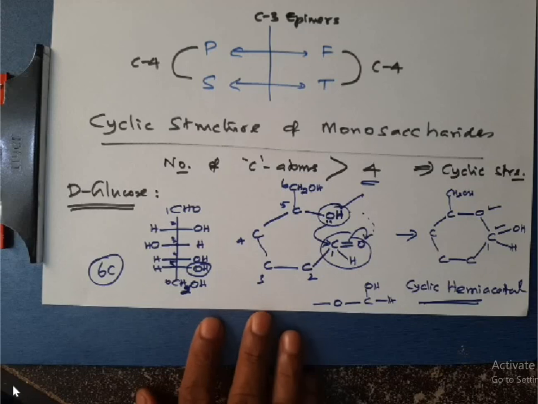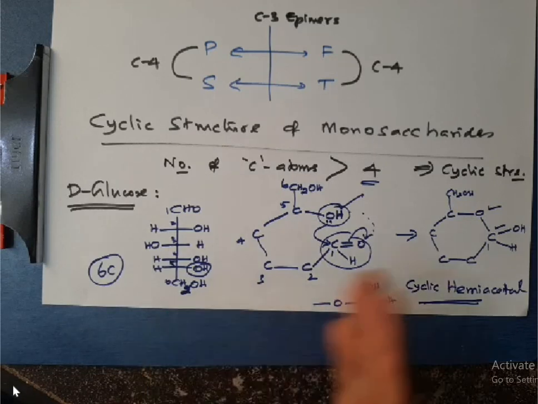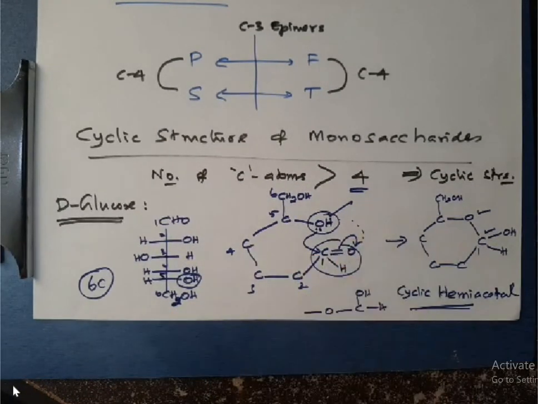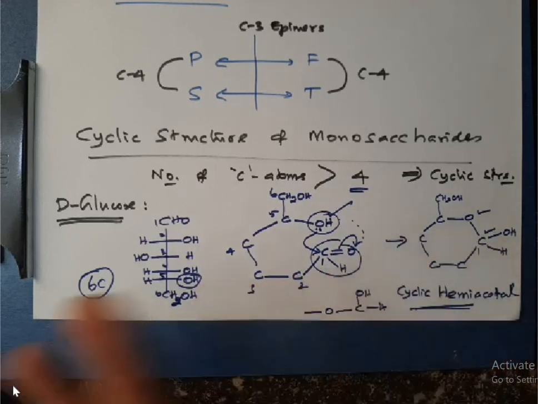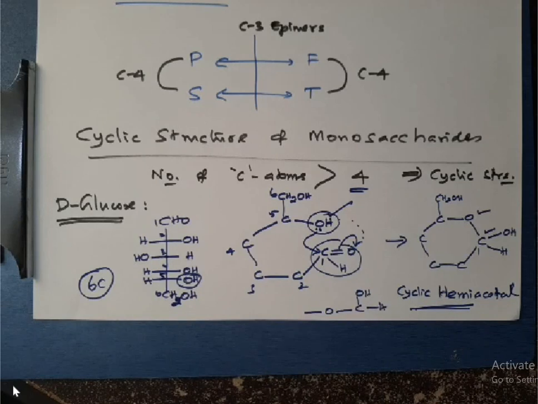Right. Students, I stop here. In the next class, we'll discuss the actual way of drawing the cyclic structure. We have 2 projections. We have 2 methods of drawing the cyclic structure. We'll discuss that in the next class.